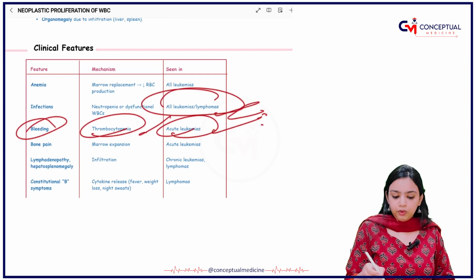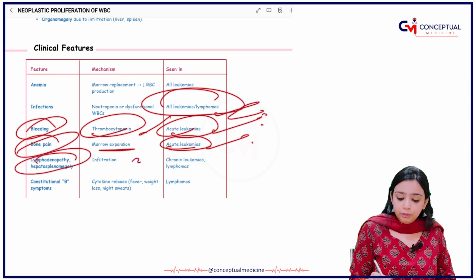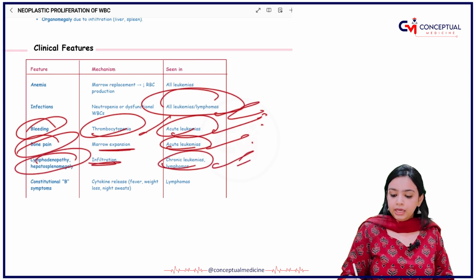It is seen in acute leukemia. Bone pain is seen due to marrow expansion and in acute leukemia. Lymphadenopathy is seen due to infiltrates and in chronic leukemias.